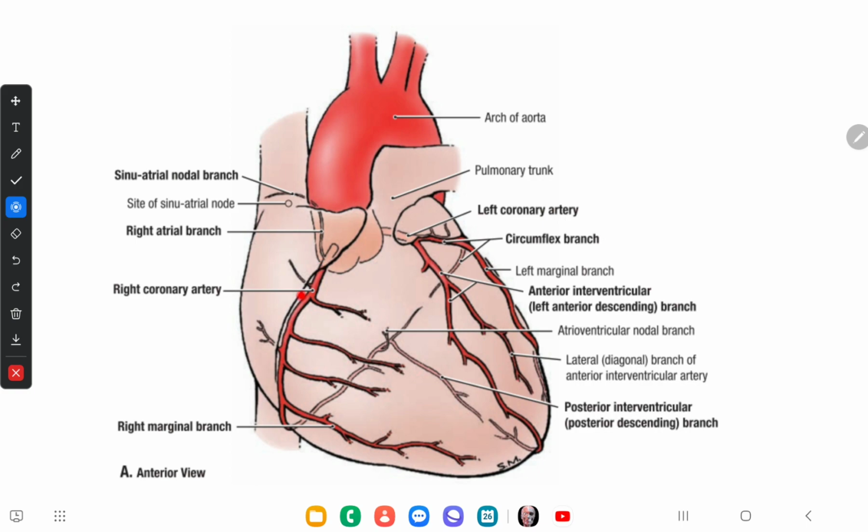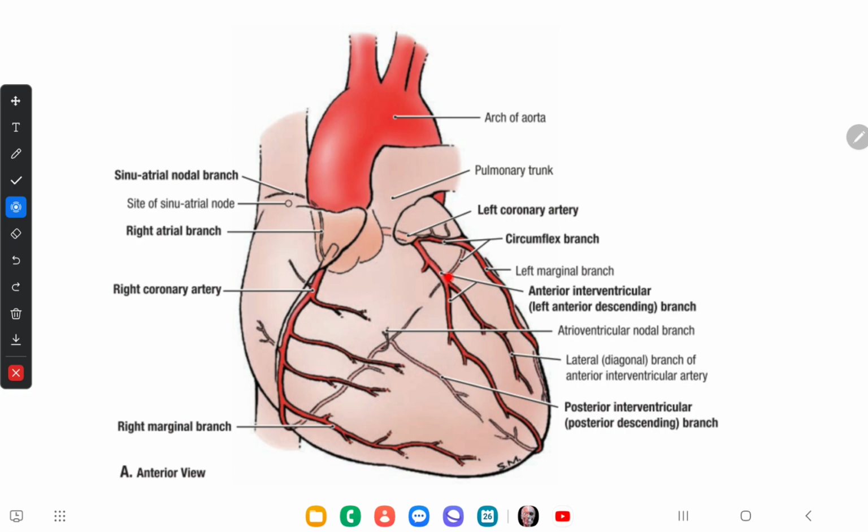So the right coronary artery arises from the anterior aortic sinus of the ascending aorta and runs forward between the pulmonary trunk, here, and the right auricle. It descends almost vertically in the right atrioventricular groove, and at the inferior border of the heart, it continues posteriorly along the atrioventricular groove to anastomose with the left coronary artery in the posterior interventricular groove.